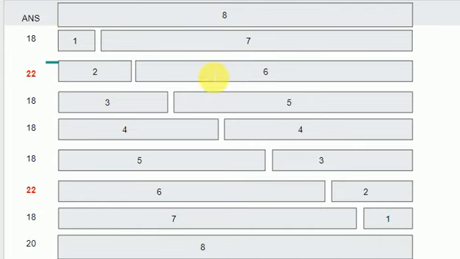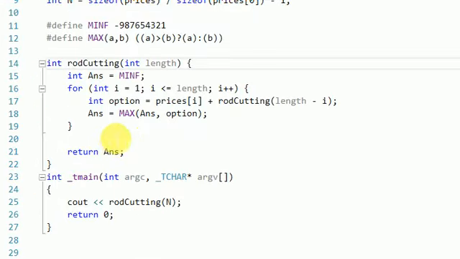Again, 2 comma 6 will give one answer. You are comparing this state answer to the main answer, and updating the main answer. Like this, you are going to find the answer for each and every state. For these 8 states, you find the answer and update the main answer, and at the end you return that main answer.